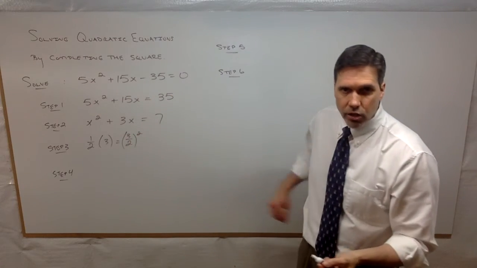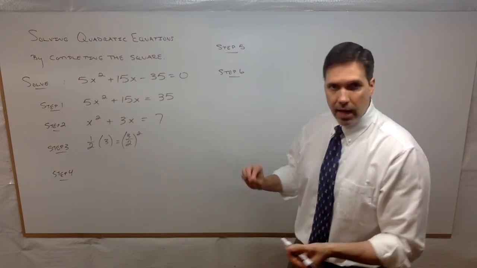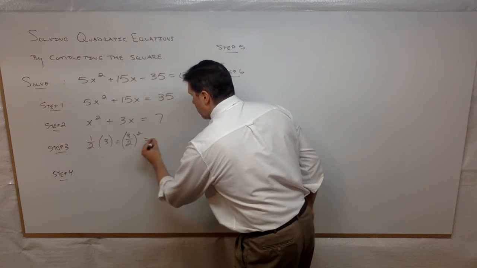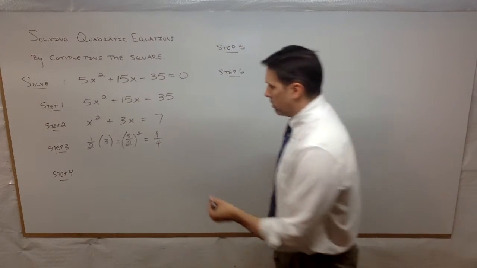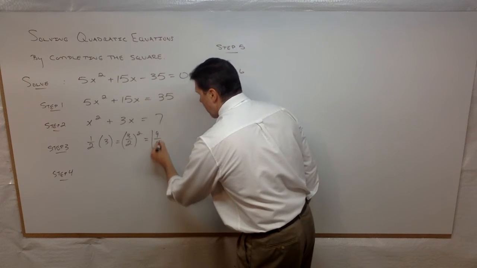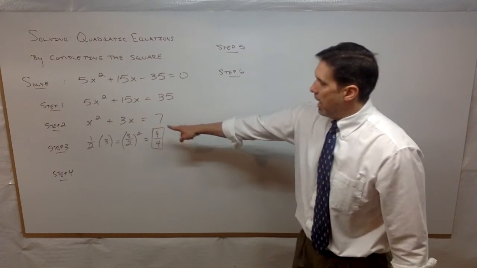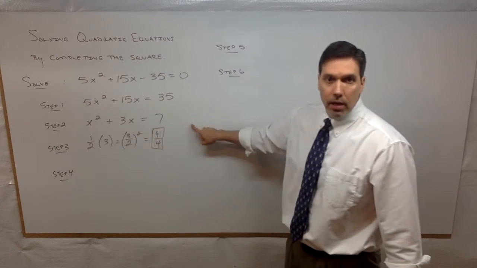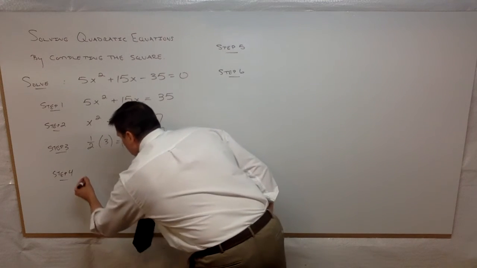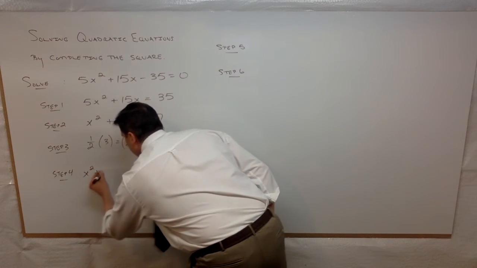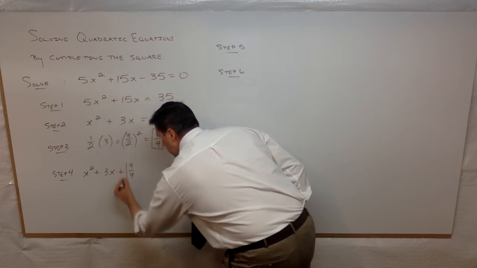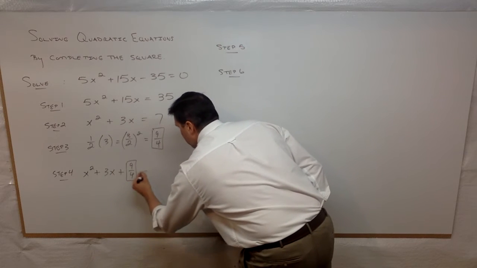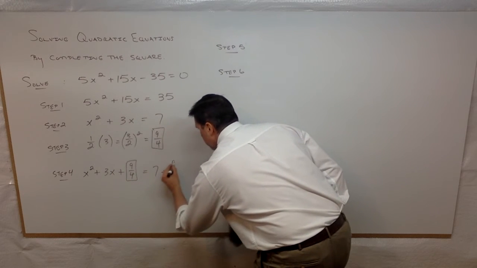How do you square a fraction? You square the numerator and the denominator. So 3 squared is 9. 2 squared is 4. Right? So we can put a box around that. 9/4. You're now going to add 9/4 to both the left side and the right side here. So x squared plus 3x plus, as weird as it looks, 9/4 equals 7, also plus 9/4.